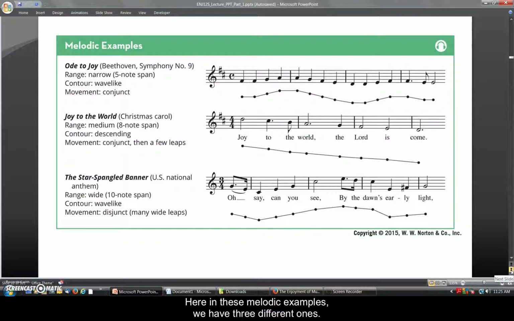Here in these melodic examples, we have three different ones. We have the Ode to Joy, which is a lot like that apartment building. We see a series of ups and downs here. Joy to the World goes from a high note to a low note, actually 8 notes apart. And then the Star Spangled Banner, which is again more like that apartment building with a series of ups and downs. Although it's not quite as even as the Ode to Joy is, or like that apartment building was, we still see that it is indeed a series of ups and downs, and that's what we call its contour.